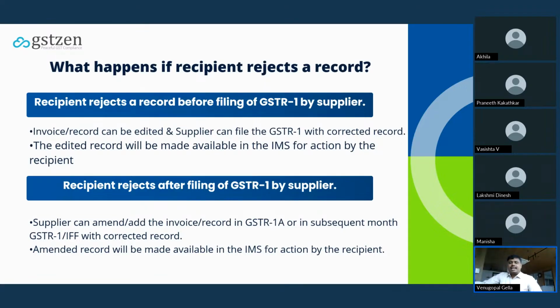Please note, a very important point. GSTN currently has provided an option of amending a record only once. Let's say you have rejected the record a second time. You cannot go back and ask the supplier to amend it again, because that option to amend again is not there. What's the option then?